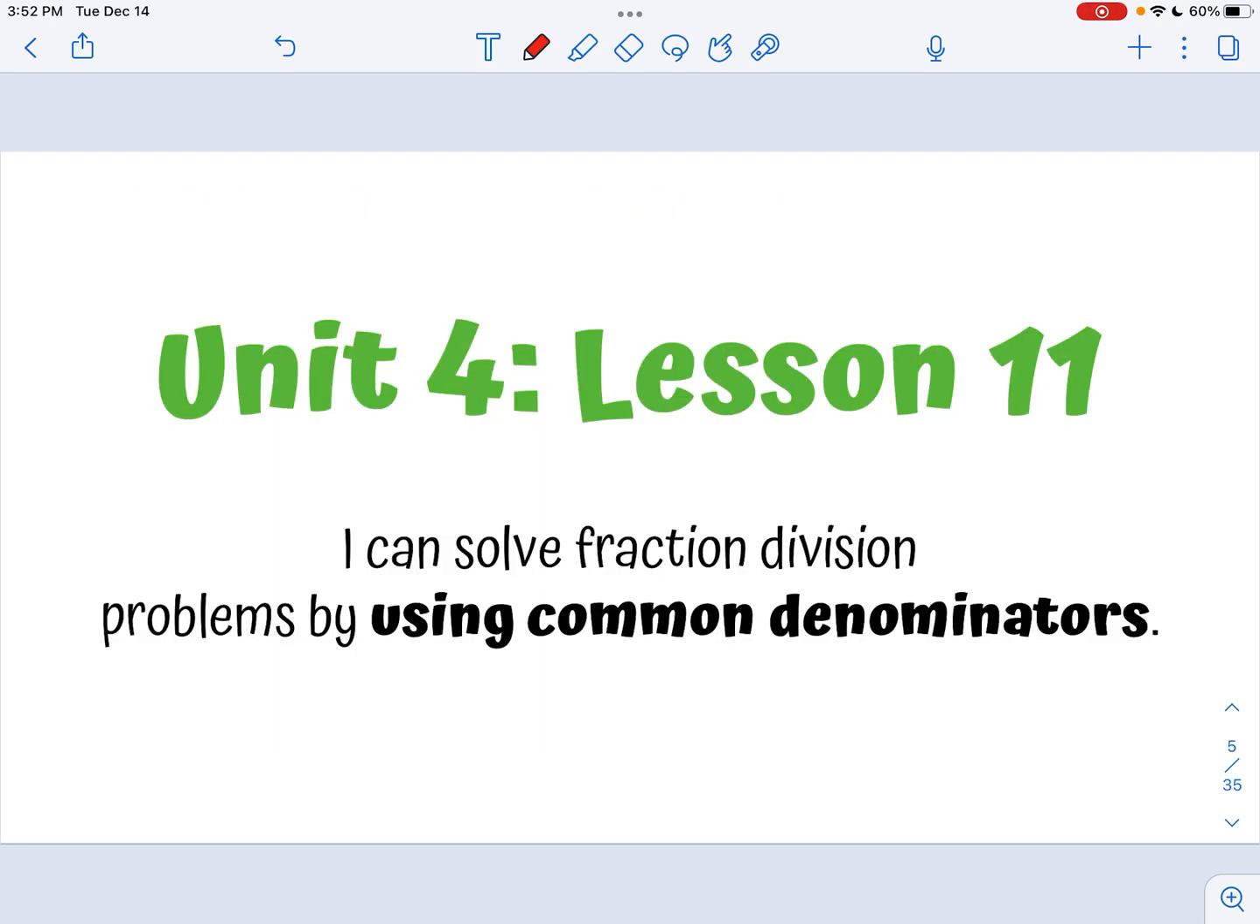All right, today, Unit 4, Lesson 11. I can solve fraction division problems by using common denominators. This is similar to yesterday, except we're not drawing pictures. Instead, we're going to rewrite our fractions using common denominators.